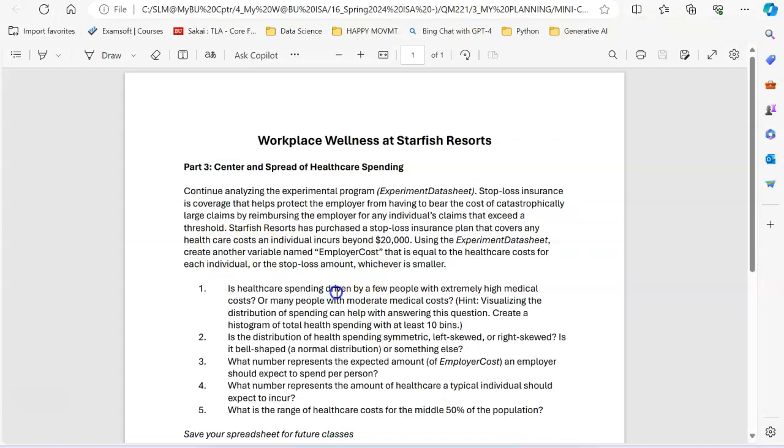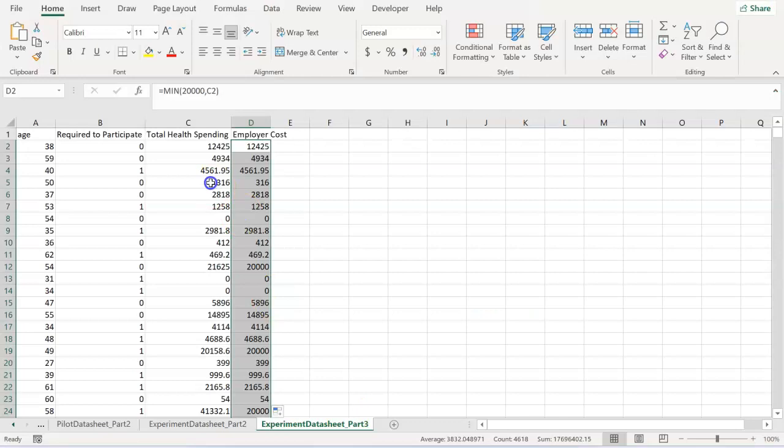Question 1. Is healthcare spending driven by a few people with extremely high medical costs or many people with moderate medical costs? Hint, visualizing the distribution of spending can help with answering this question. Create a histogram of total health spending with at least 10 bins. Okay, so let's do a histogram of total health spending.